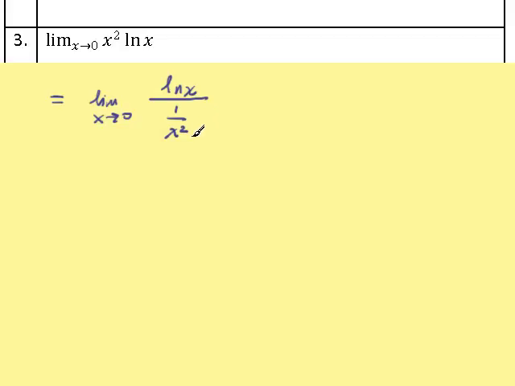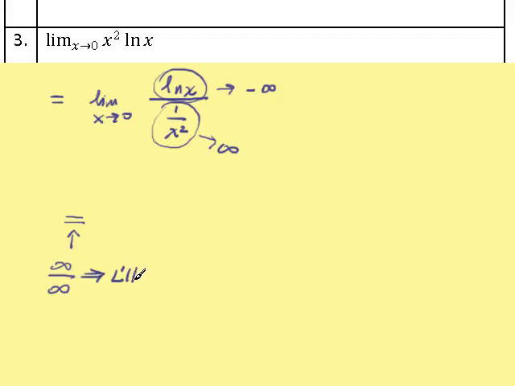Now let's look at this. As x goes to 0, this tends to 1 over 0, or this tends to infinity, and this tends to minus infinity. So that's of the correct form, infinity over infinity. And so now we're going to apply L'Hopital's rule. I think we only have to apply it once. So again, we have an infinity over infinity limit, so we're going to apply L'Hopital's rule.